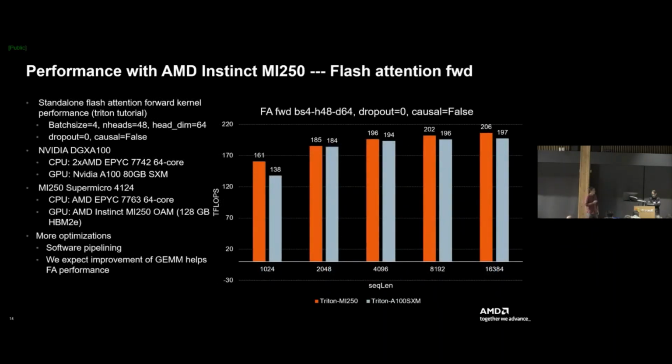Flash attention forward kernel. This is a comparison between MI250 and A100 for a flash attention forward kernel with 4 batches, 48 heads, head dimension equal to 64, zero dropout, and causal equal to false, with hardware specifications listed. We got slightly better numbers compared to A100, and we also have some optimizations, like trying to enable software pipelining for flash attention. We also expect the GEMM optimizations will help the flash attention forward kernel.